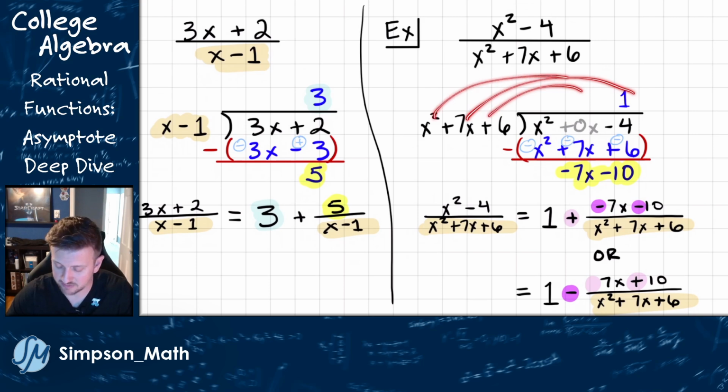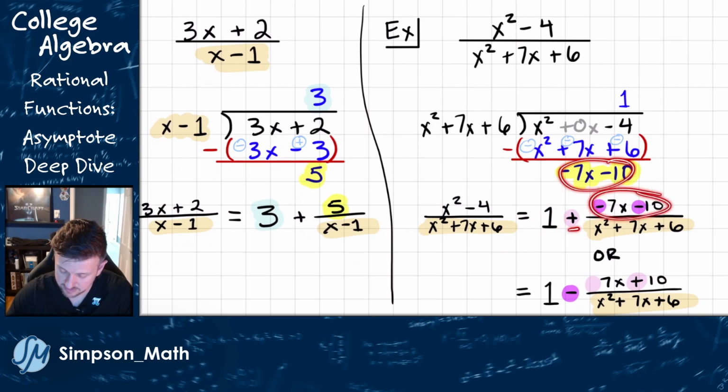Distribute the 1. Well, nothing really changes. Do your subtraction. X squared minus x squared is 0. But now I have a negative 7x and a negative 10. So this is my remainder. So we have the similar process. We do our quotient plus the remainder divided by the divisor.